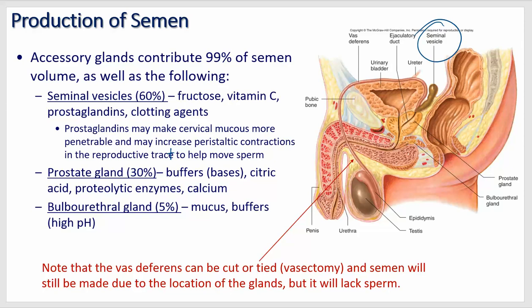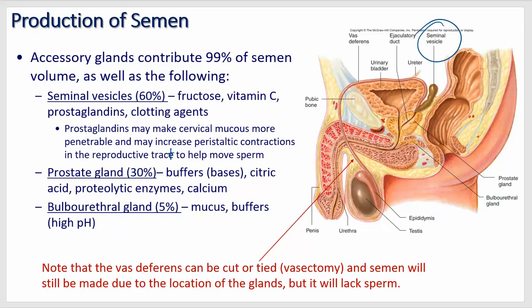Okay, so this is another picture. See the testes. The seminiferous tubules are all the way through there, and then the sperm moves out. It's stored in the epididymis. This will enlarge if sperm builds up in there, and then the sperm moves through the vas deferens.